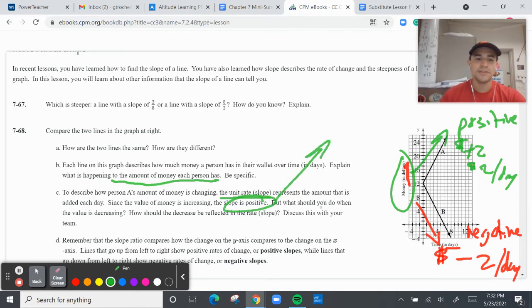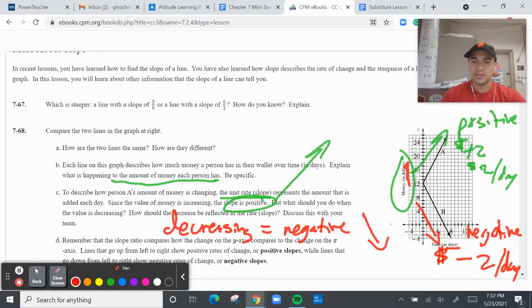But what should you do when the value is decreasing? How should the decrease be reflected in the rate? Well, if it's decreasing, decreasing should equal negative. And that's down to the left. I mean, down to the right. Sorry, not down to the left. Down to the right. And that's what you should be focusing on for slope.